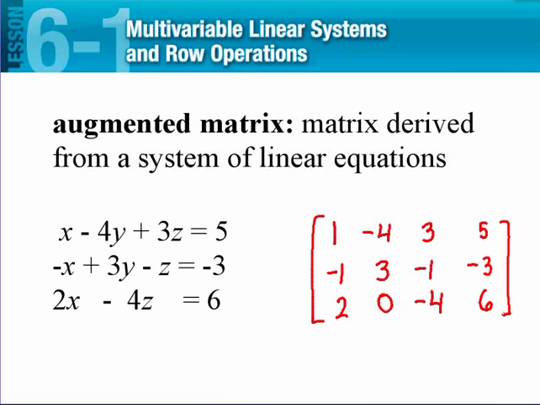Why did I put the 0 in? That's the y. So basically what we've done is x, y, z, and then my equal sign. You symbolize the equal sign with a dashed line. Really, that would be what the augmented matrix looks like. That's it. That's the augmented matrix.